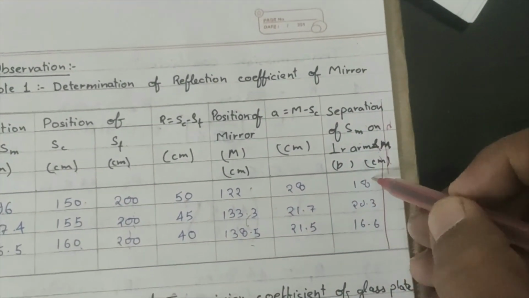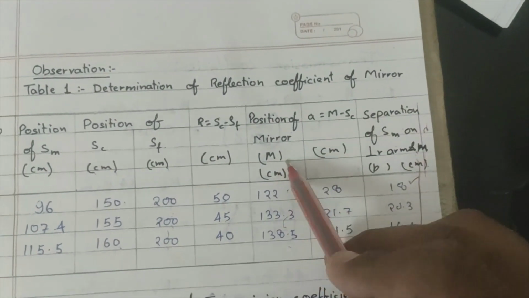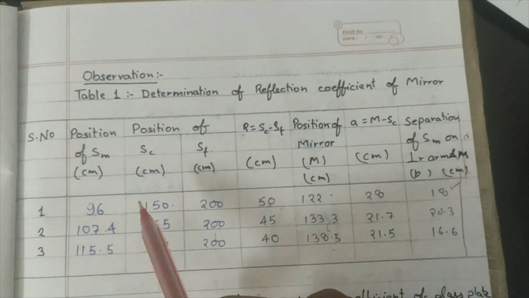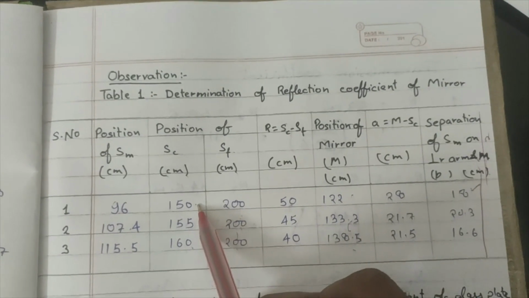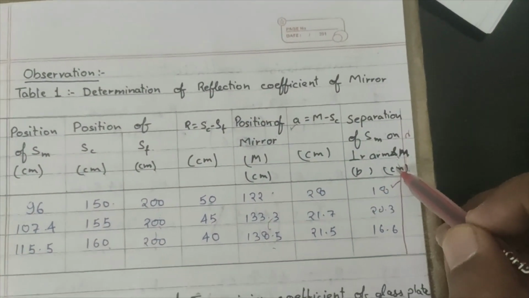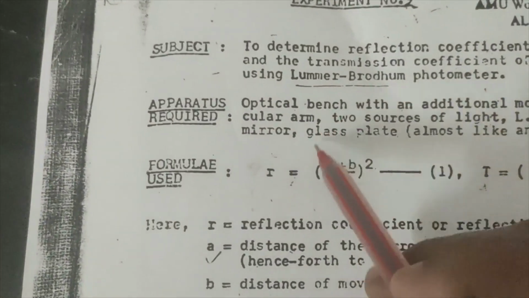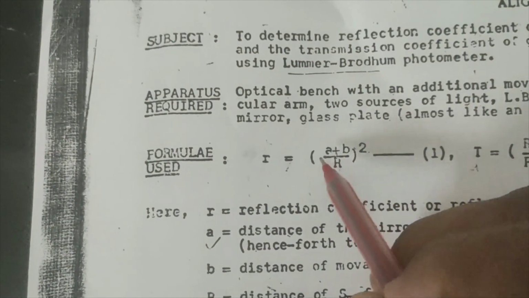This is known as the B part, and the A is the distance between the mirror, which we have noted down, and the position of the SC. Okay, so now I know what A is and what B is, and I also know what R is. So the formula for the reflection coefficient was R equal to (A plus B) divided by R whole square.